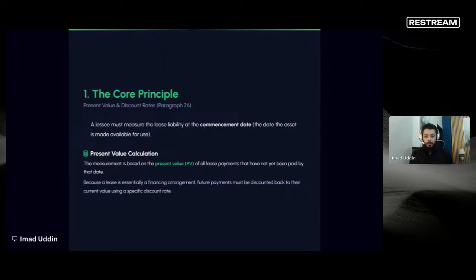We do a present value calculation, which is the measurement based on the present value of all the lease payments that have not been paid yet, because the lease is essentially a financing arrangement. Future payments must be discounted back to their current value using a specific discount rate. And so that's the entire idea.